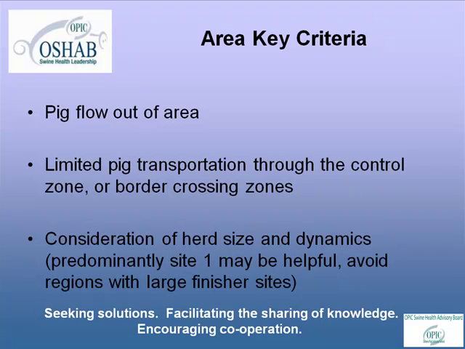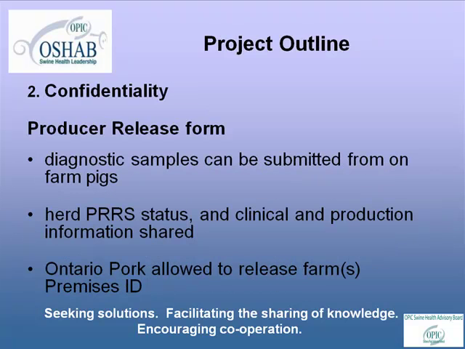There's a site in Ontario that's 16,000 under one roof on the site, and we would not want to start there. So the second thing we're looking at, and again, this goes through with the feasibility study, we're in the process of looking at this, is the confidentiality issue, the producer release form.